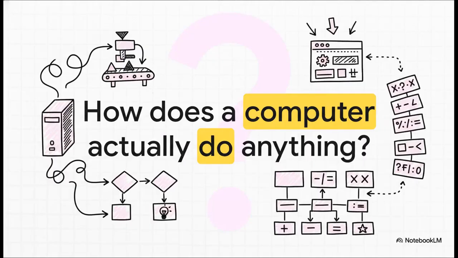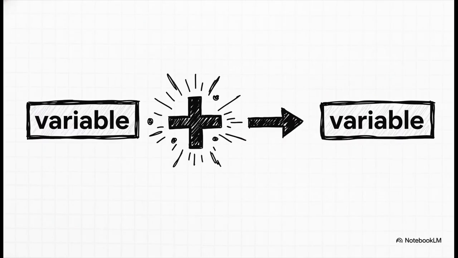I mean, have you ever really stopped to think about it? We've got these incredibly powerful machines, but how do they go from just being a box of circuits to actually calculating, sorting, and creating things? They can't just think for themselves. Nope, they need super precise instructions to do anything at all. So how do we give them those instructions? Well, that's the answer right there.